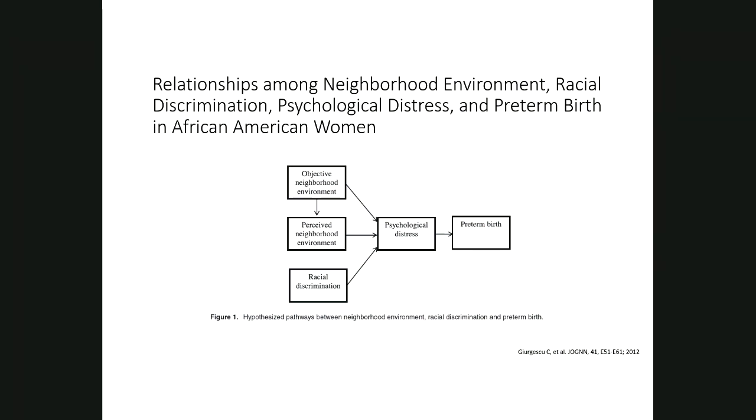I'm sorry, I will butcher this investigator's name, Jirescu. Performed this study. It was designed to examine four different concepts: the relationship among objective and perceived indicators of neighborhood environment, racial discrimination, psychological distress, and gestational age at birth; to determine if neighborhood environment and racial discrimination predicted psychological distress; to determine if neighborhood environment, racial discrimination, and psychological distress predicted preterm birth; and determine if psychological distress mediated the effects of neighborhood environment and racial discrimination on preterm birth.